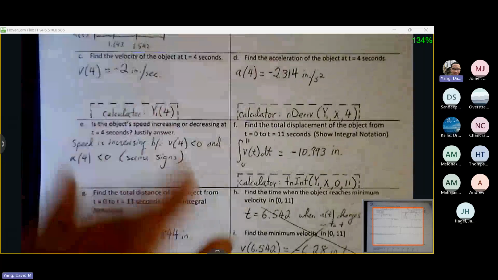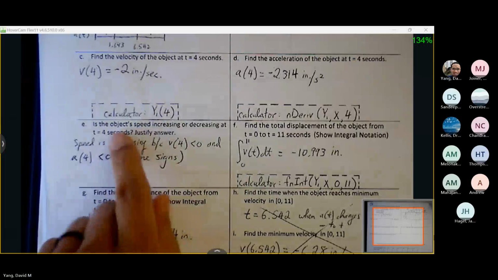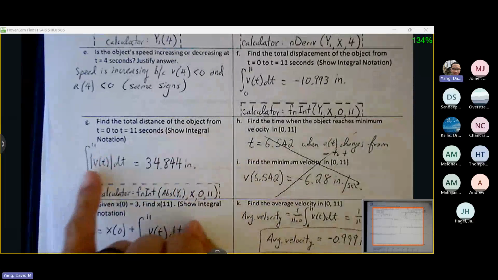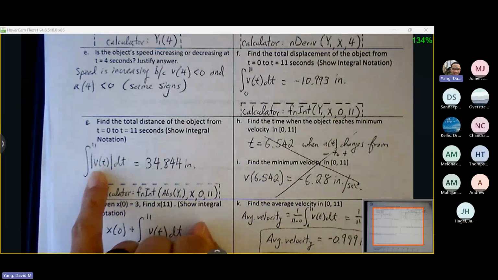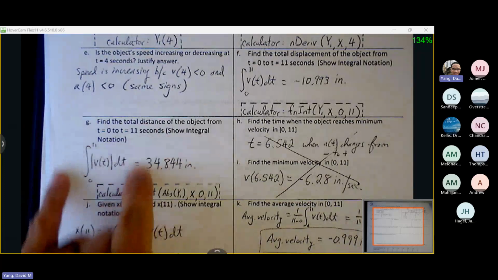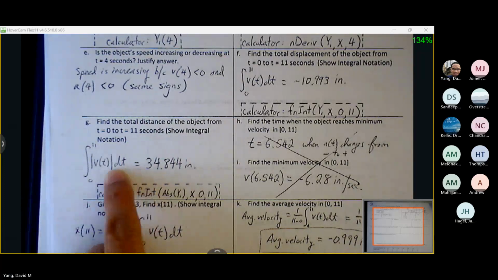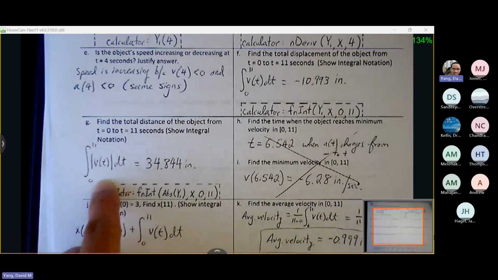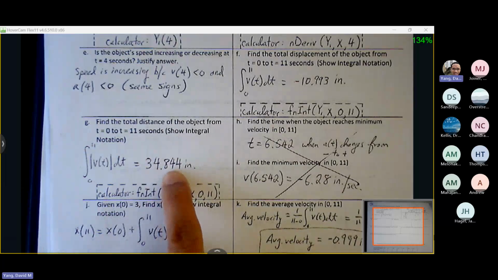Total distance is also in terms of inches. The notation for total distance is the definite integral of the absolute value of v of t. Make sure your absolute value is just around the velocity and not outside the integral. I'm looking for this notation as well as your ability to plug in and find your answer.